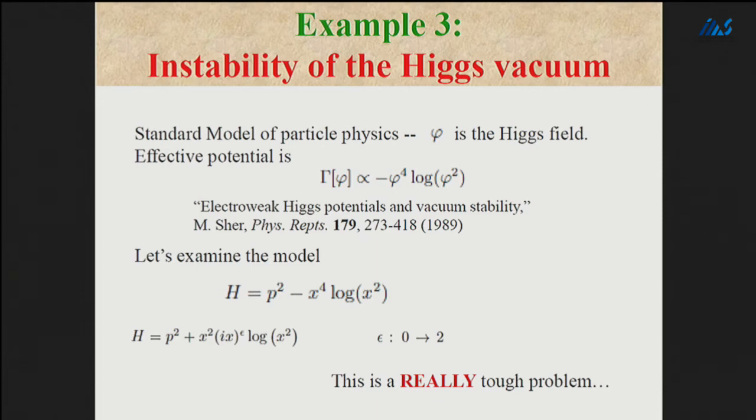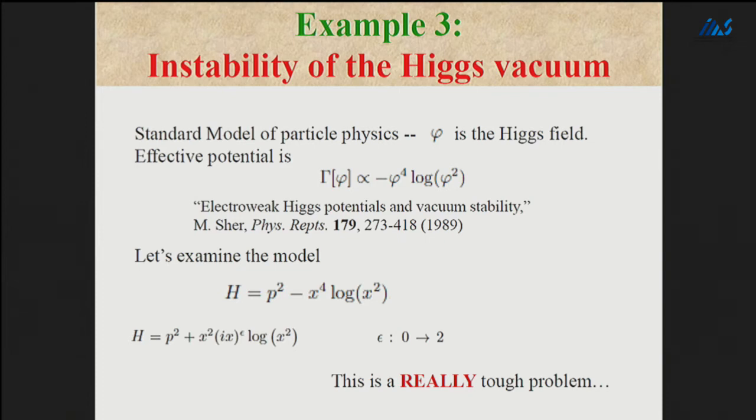What about the Higgs vacuum? In the standard model of particle physics, phi is the Higgs field, and this is the effective potential, if you renormalize the theory. So at the tree level, for the Higgs model, you have a plus phi to the 4 theory, no problem. And in fact, you have a Mexican hat potential. But if you renormalize, and if you read this very long classic paper by Mark Schur, what he shows is that if you renormalize the theory, just as in the case of the Lie model, you have a disaster. What is the disaster? You get a minus sign here.